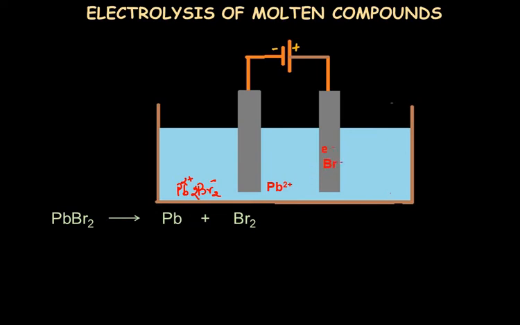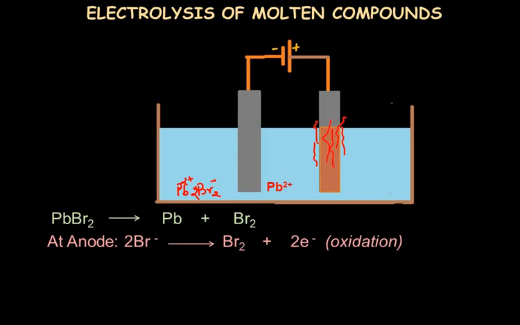Now what happens is the bromide ion loses electrons, and these electrons pass through the external circuit towards the mains or the power supply. When the bromide ion loses electrons, it changes to the bromine element, that is molecules of bromine, and that's why we can see vapors of bromine being formed at the anode. So we will see lots of red-brown bromine vapors at the anode. So at the anode, the bromide ions undergo oxidation to form bromine molecules.